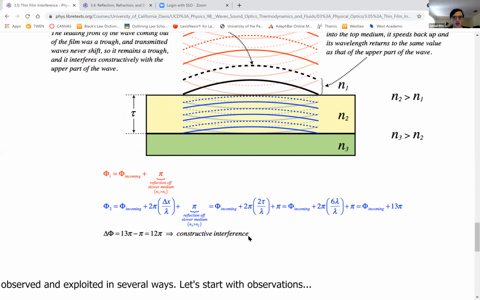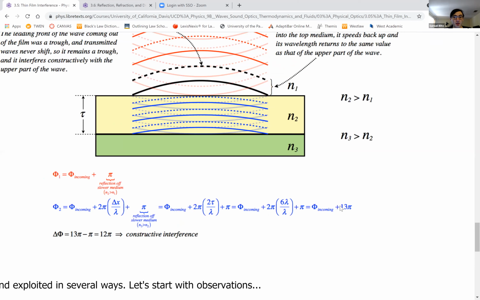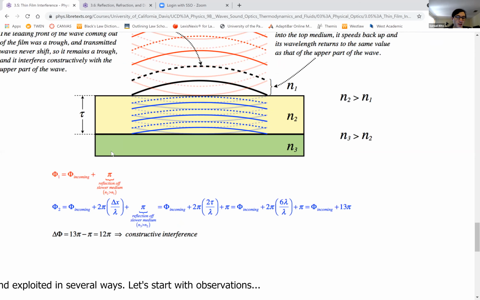So we can plug that in. We get 2 pi times 6 lambda over lambda plus phi incoming plus pi. So this is phi incoming plus 13 times pi. It's phi incoming plus 2 times 6 times pi plus pi, which is 13 pi. And so the total phase difference between these two reflected waves would be 13 pi plus phi incoming minus pi plus phi incoming.